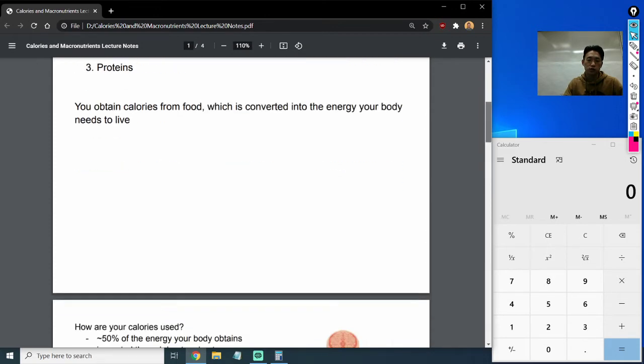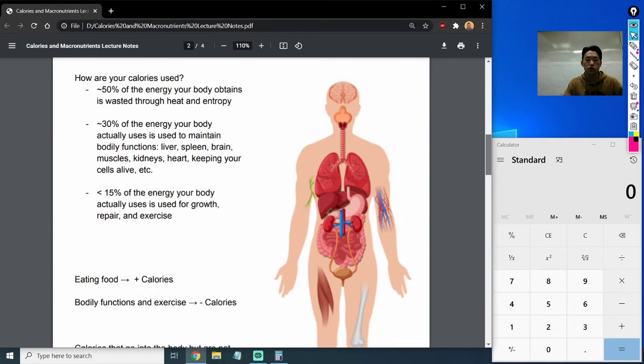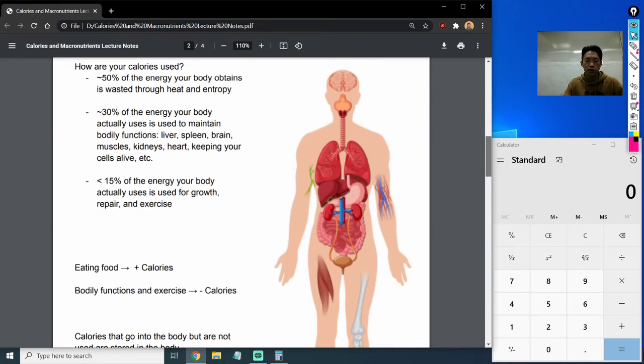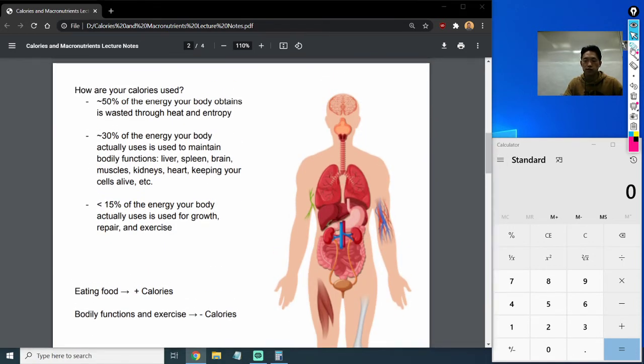And so what we're going to do here is look at how calories are used in your body. Okay, so here we have a diagram of the human body just so we can visualize it. But let's talk about how the energy is used. About 50%, so about half of the energy that you take in from food, is actually wasted. We all know that humans are warm-blooded, so we produce our own heat, and we give off heat into our surroundings. About 50% of the energy we get from food is wasted as heat. We just lose it to the environment because we need to maintain our body temperature.